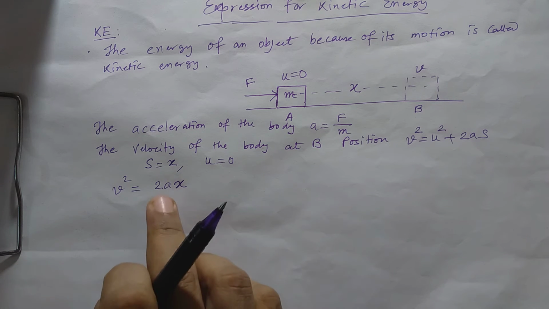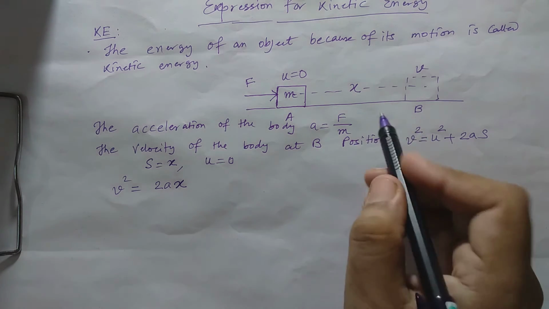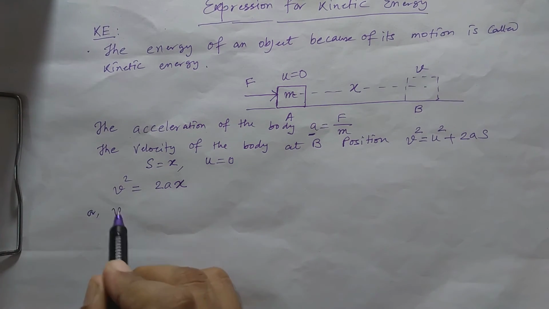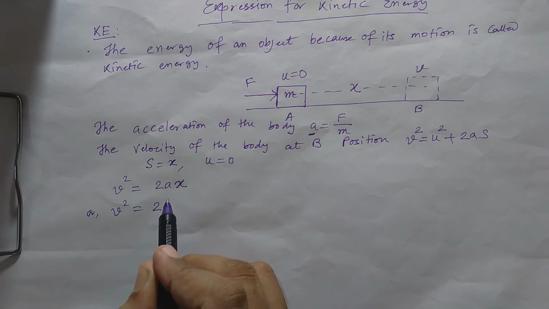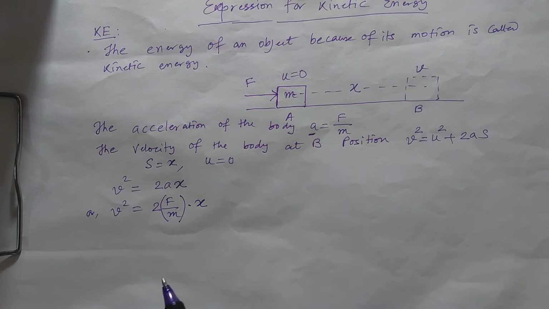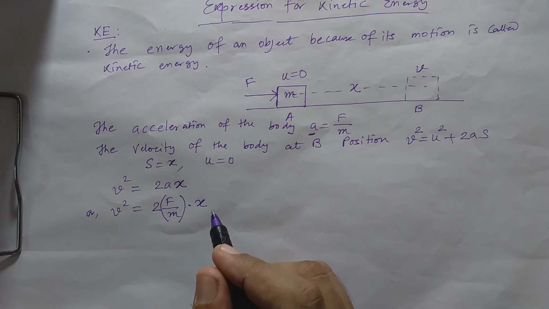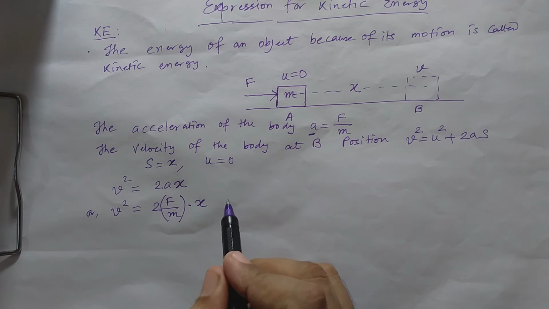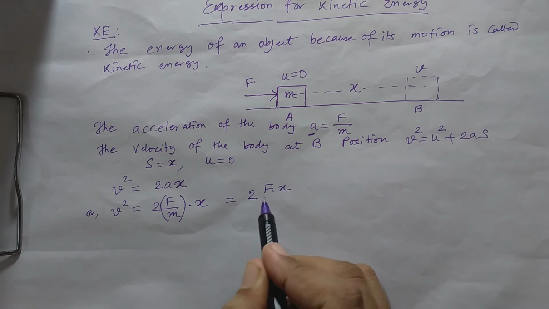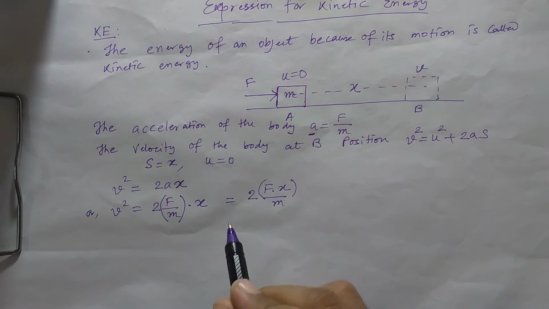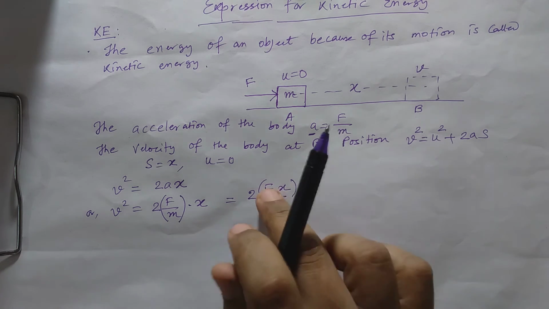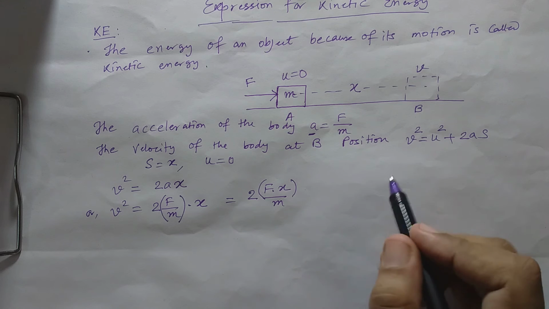Now in a, we put the value of the acceleration. So you can write v square is equal to 2 into (F/m) into x. So this is 2Fx by m. What is F into x? F into x is nothing but the energy, because it is work done. Work done is energy.